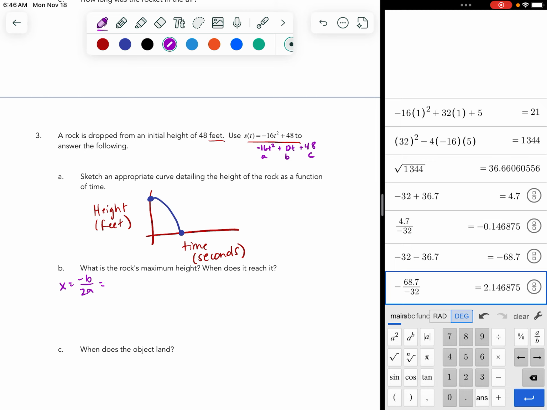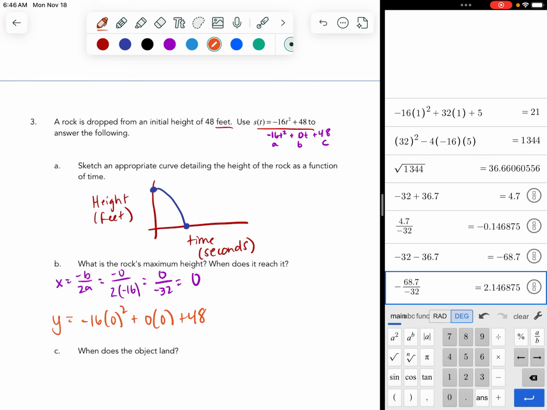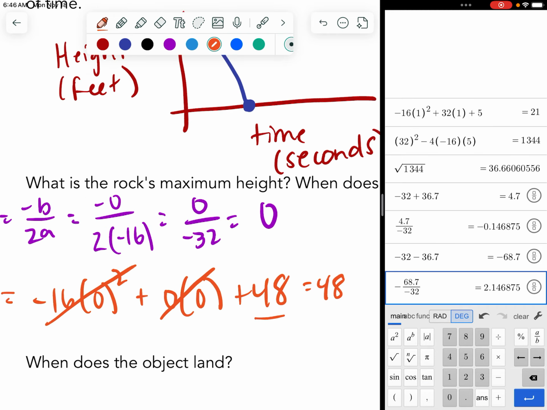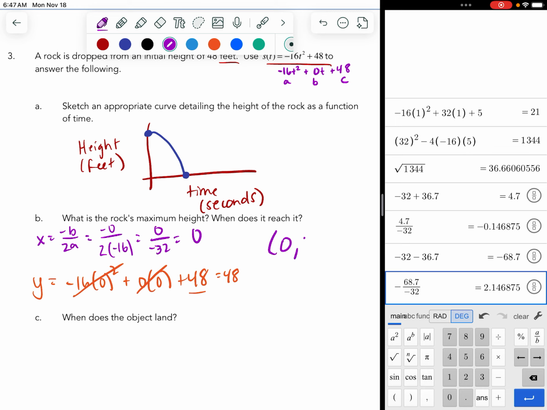So opposite of b, well, if b is 0, you could put negative 0. That's the same as positive 0 over 2 times negative 16. Well, what's 0 divided by anything? It's 0, right? Now, if I plug in 0, because I'm just doing the exact same thing I did on the last one, plug in zeros for all of my t's, because that's my variable. Well, 0 squared is 0, that's going to go away. 0 times 0 is 0, that's going to go away. So you're just left with 48. So think about that answer. If (0, 48) is your vertex, isn't that right here?